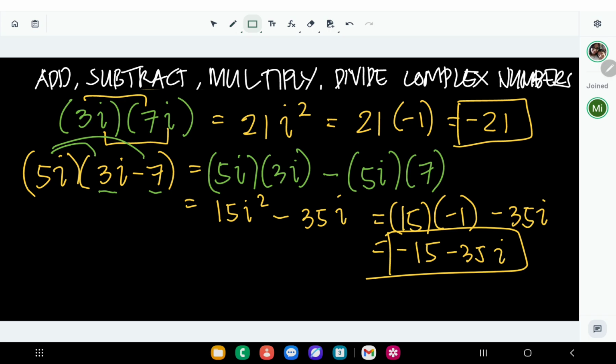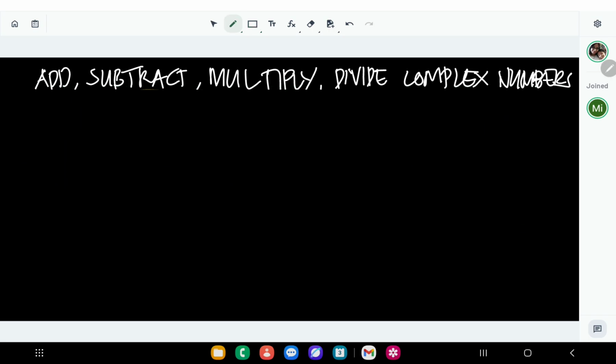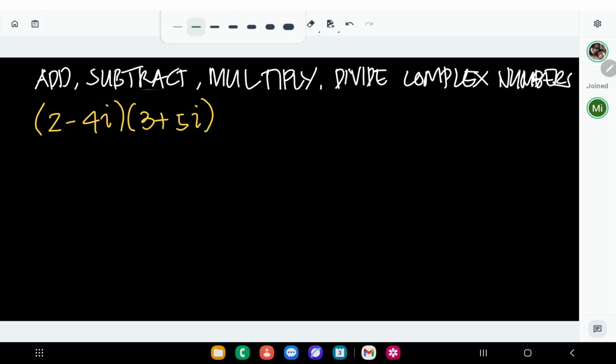Okay, what if you're given this one? Okay, so what if you're given this one: 2 minus 4i times 3 plus 5i. Do you know FOIL? You just FOIL. So you multiply this one, 2 times 3.